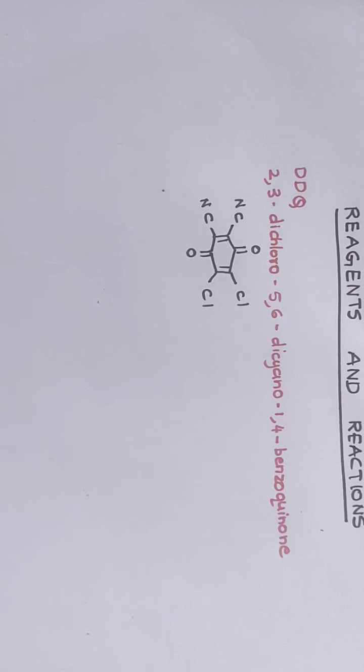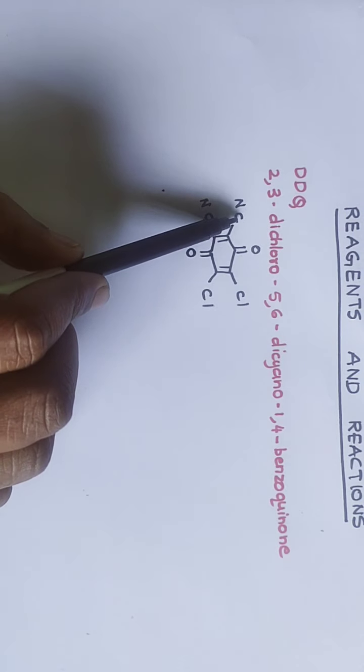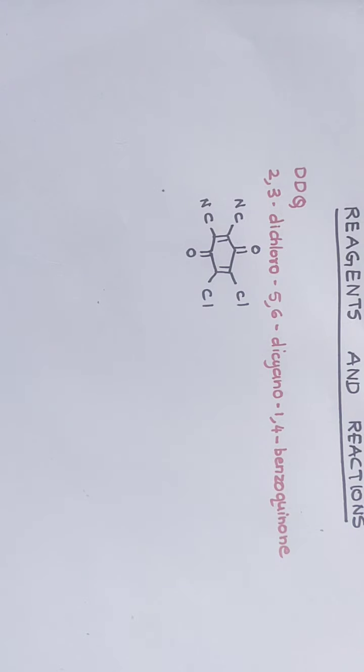There are two important quinones that we use. One is DDQ, that is what we are going to discuss. Another is chloranil. The only difference is that in chloranil, instead of cyano there will be two chloro groups here. But DDQ is there in the syllabus, so we'll be discussing DDQ only. Let us discuss the preparation of DDQ, how DDQ is prepared.